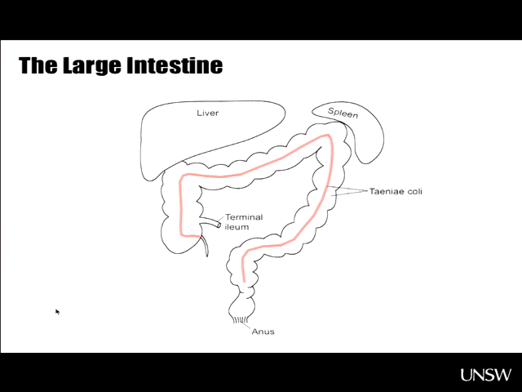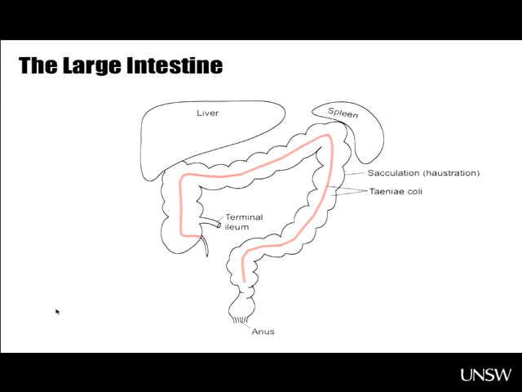But you can see that the tinea coli here start off, or they converge, on the origins of the appendix, and they run all the way through till the end of the sigmoid colon.